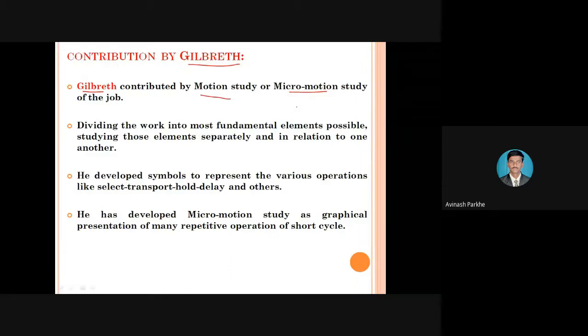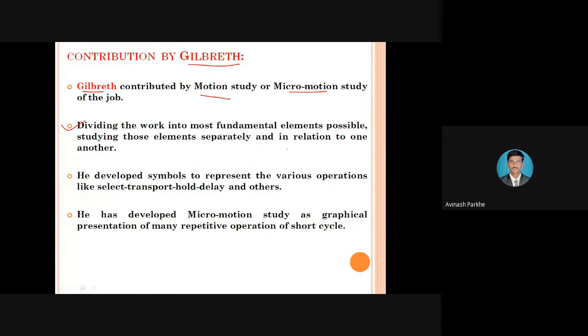So that particular micro motion study, or the motion study concept, was developed by the second scientist who is called Gilbert. Similar to that, F.W. Taylor, what he is doing, he is dividing the work into a number of elements. Instead of focusing on the total work, he is dividing that particular work into a number of elements. Similarly, Gilbert has also developed the same concept, that is, he is dividing the work into a number of fundamental elements and studying each element separately.